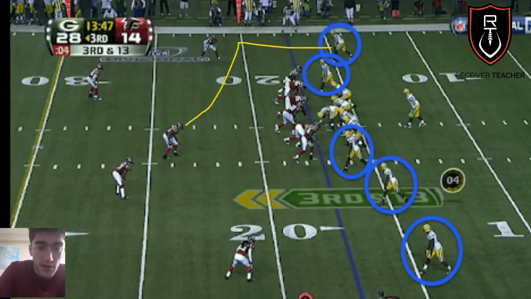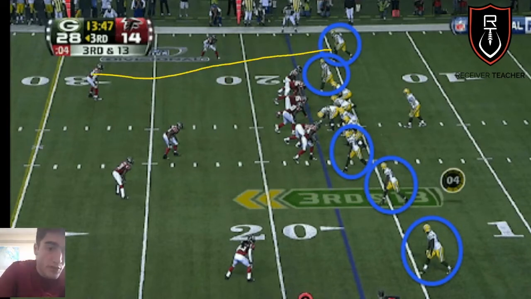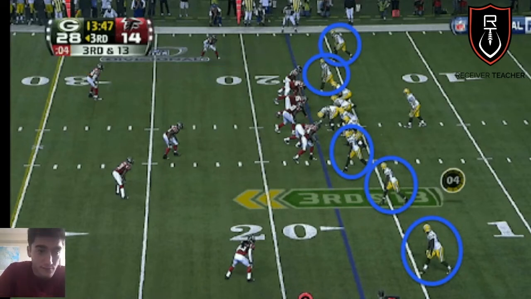Let's say you catch a slant right here. You got to know where the first down markers are. Where do you have to get to? Or let's say right here you have an out route at 12 yards. Well, it's 3rd and 13. You might want to push it to the sticks, get to 13. Also, how much time is left on the play clock?